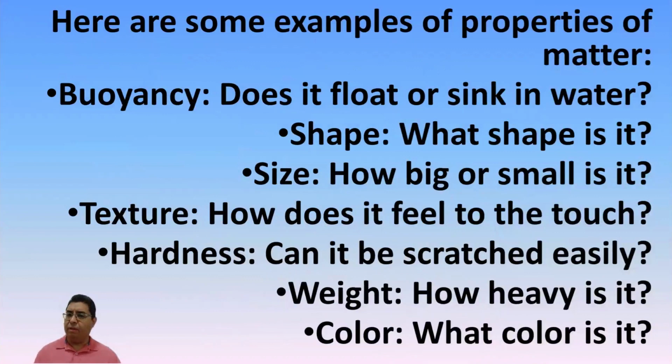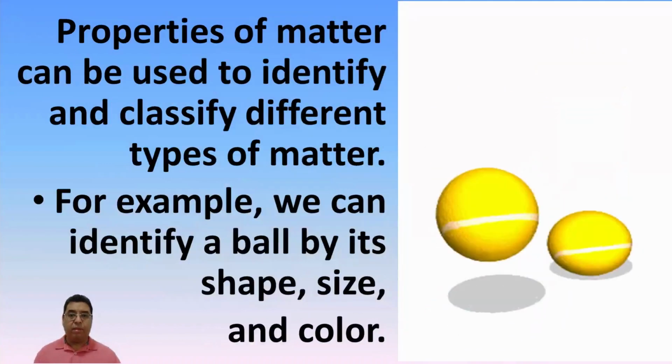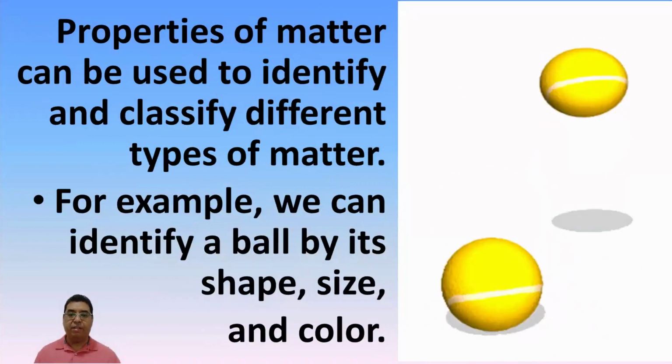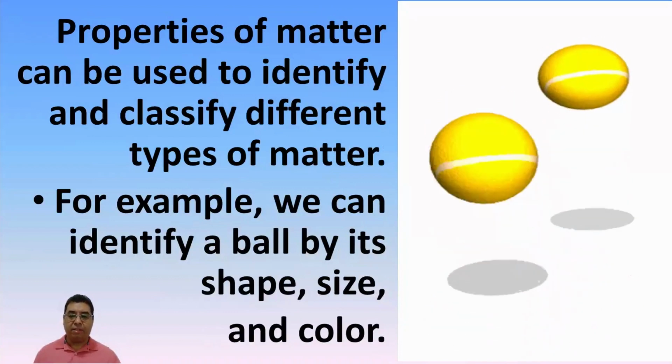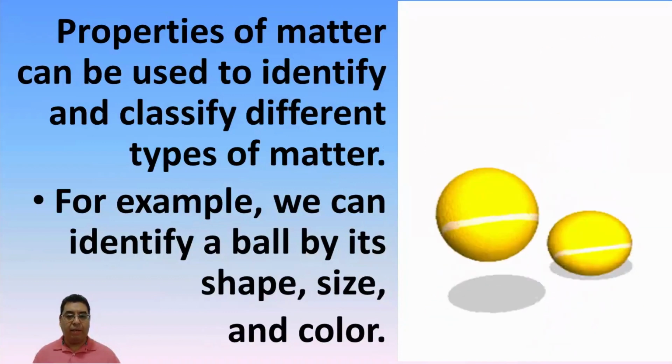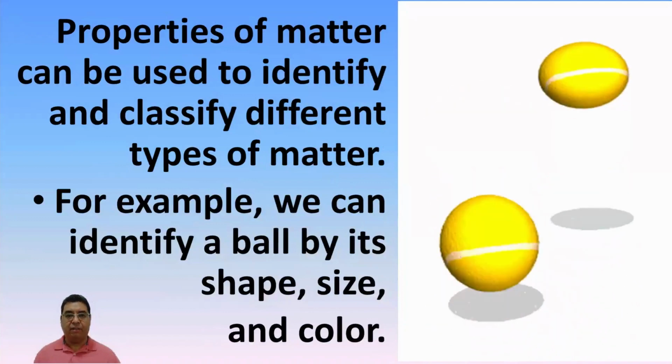Buoyancy, does it float or sink in the water? Shape, what shape is it? Size, how big or small is it? Texture, how does it feel to the touch? Hardness, can it be scratched easily? Weight, how heavy is it? And color, what color is it? Properties of matter can be used to identify and classify different types of matter. For example, we can identify a ball by its shape, size, and color.